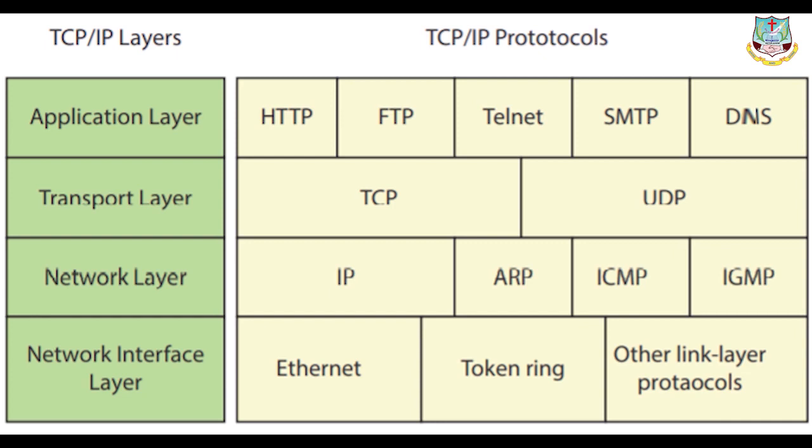Ethernet and token ring for local area networks, and protocols like X.25, frame relay and ATM for wide area networks. Wide area networks we have seen already, WAN, right? WAN, wide area network. This is assumed to be an unreliable layer. Okay, this network interface layer is an unreliable layer. And the next layer on top of the network interface layer is the network layer. This is the layer where the data is addressed, packaged and routed among the network.